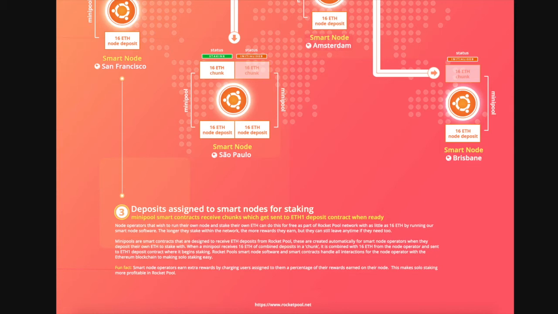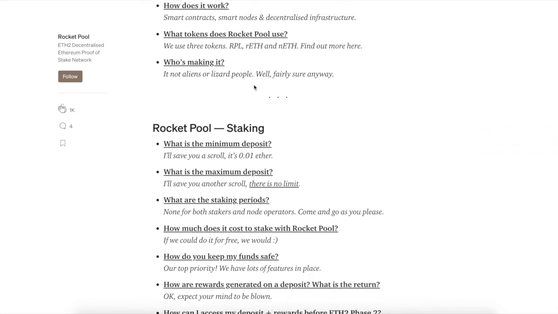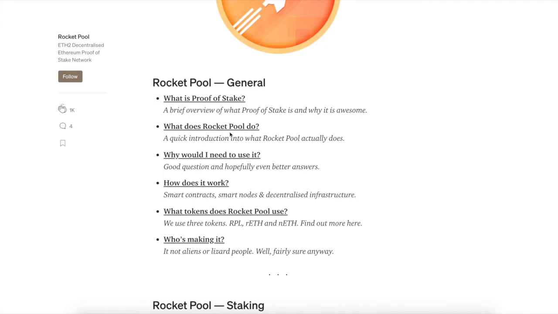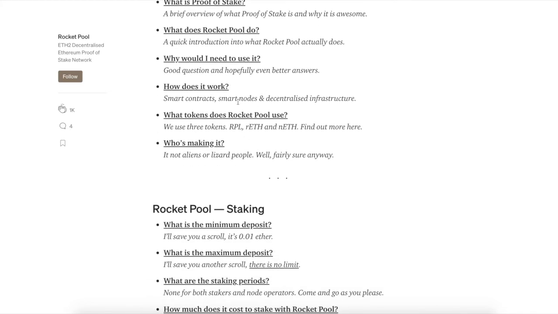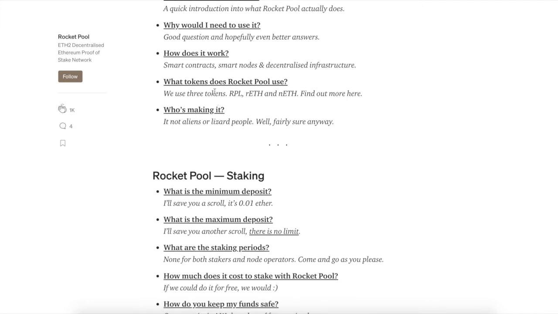If you guys have a couple questions, here's actually their 101. We'll hash out a couple questions so you guys can see it on here. So what is proof of stake? Well, you guys know what proof of stake is, or else you wouldn't be on this video. What does Rocketpool do? Well, Rocketpool is allowing you to stake Ethereum without actually having to have 32 ETH. And we already went over theirs. How does it work? Went over that. What tokens does... Okay, we already talked about RPL, RETH, and NETH.